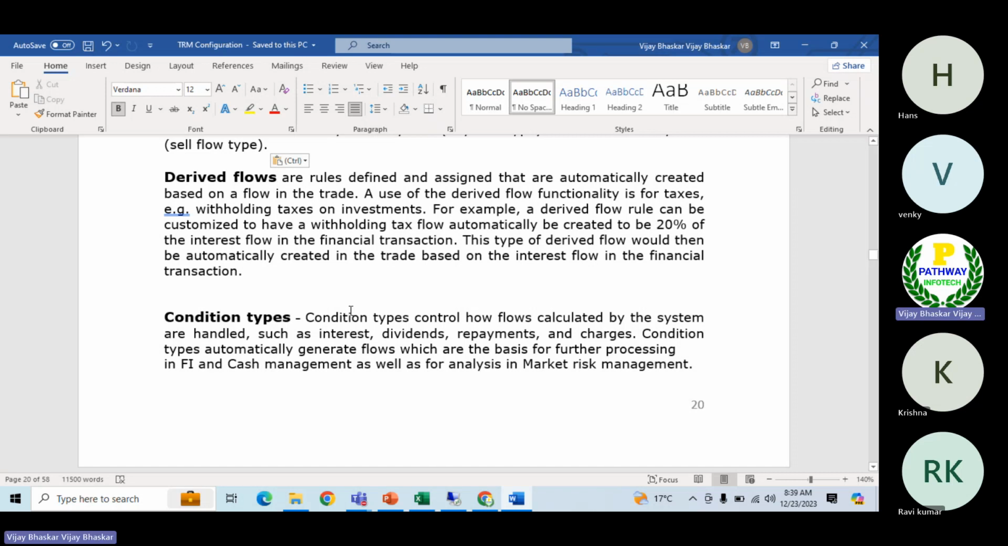Now in order to calculate that interest, we must apply the condition types during our configuration. The respective condition will be calculated, either interest, dividends, repayments, or some additional charges. Depending on the condition type, the system will act and calculate them.